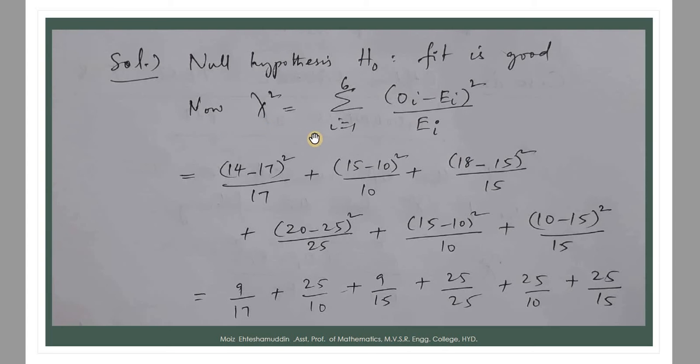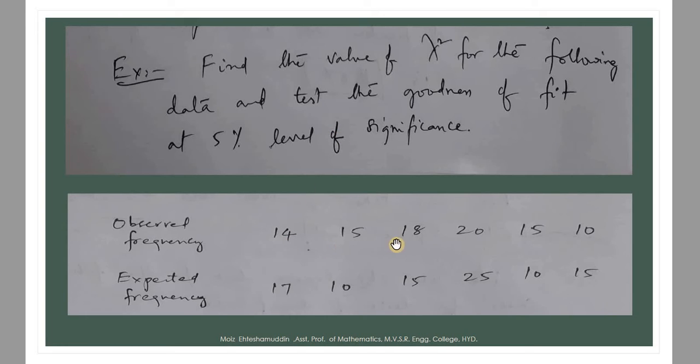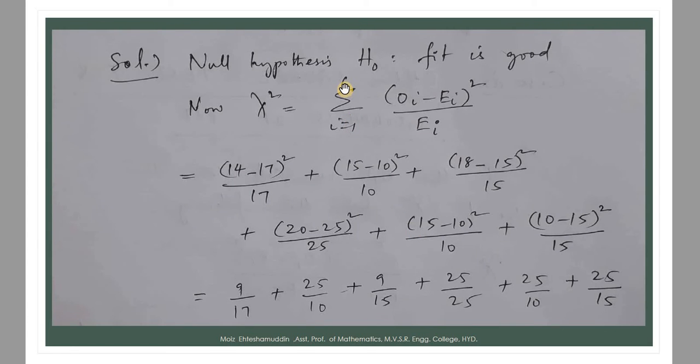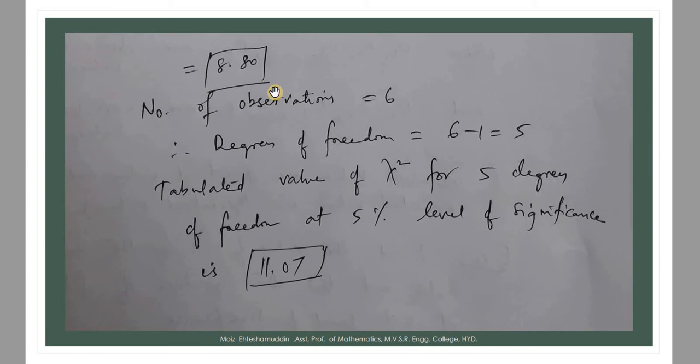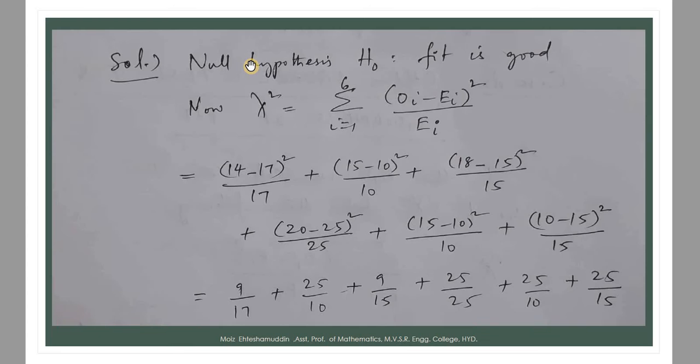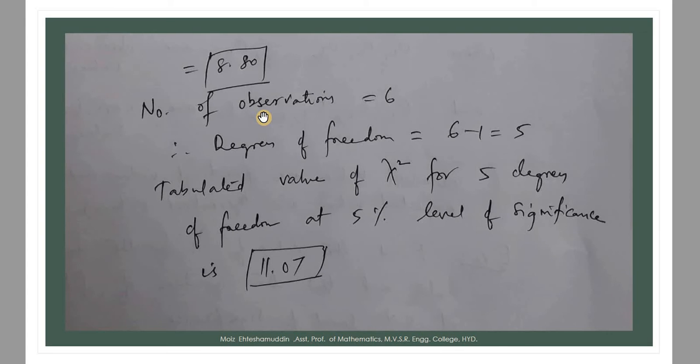Now the chi-square value is, because there are 6 terms here, 1, 2, 3, 4, 5, 6, there are 6 different frequencies given. So we take up the summation from i equal to 1 to 6. This particular formula you have to memorize. Observed value minus expected value, squared, and the denominator is only the expected value. I have substituted these values from the previous data, and the final value has come as 8.80. This 8.8 is the value of the chi-square calculated from the given data.